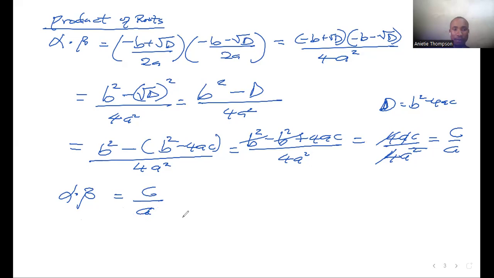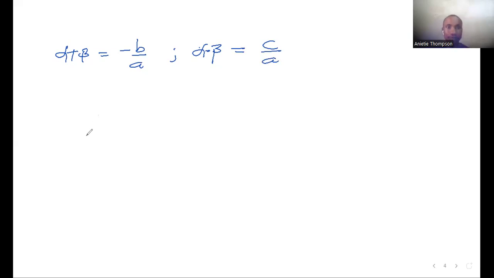Okay. Now I will say that these are very important formulas or identities that we brought out here. Let me write it out here. So that the sum alpha plus beta is equal to minus b all over a, and then that the product alpha times beta is equal to c all over a.